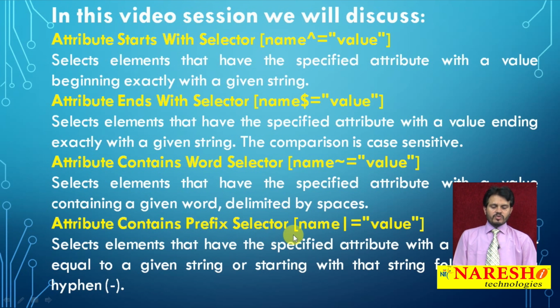And the last one we'll discuss in today's video session, the attribute contains prefix selector. How to define it? A square bracket, the name of the attribute, pipe symbol equals to specified value. So what it does, it selects elements that have the specified attribute with a value either equal to a given string or starting with that string followed by a hyphen.